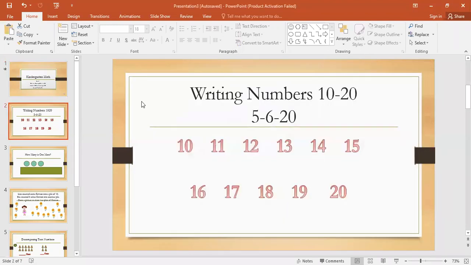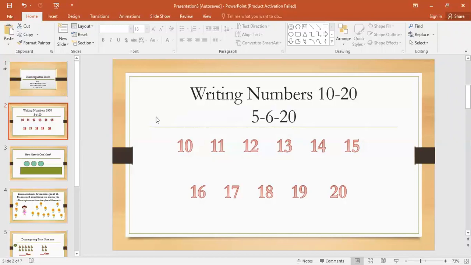So before we begin, we're going to continue with our practice of writing numbers 10 through 20, being focused on just those numbers right now. In your composition book, please open up to your writing numbers page from yesterday. We said that we were going to start on a brand new page. So find that brand new page, and then you can write your date for today, 5-6-20.